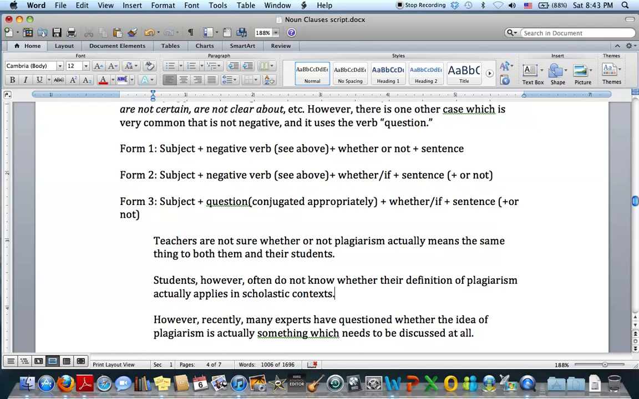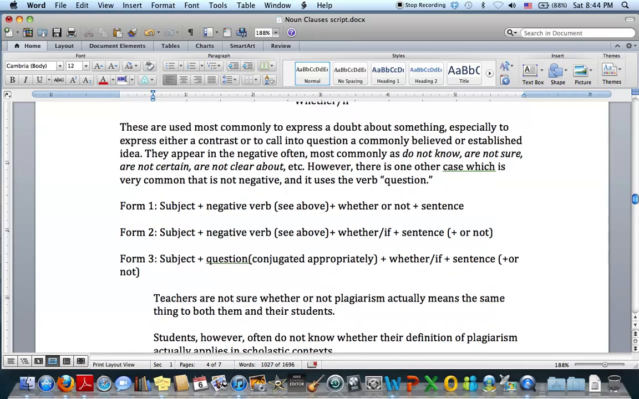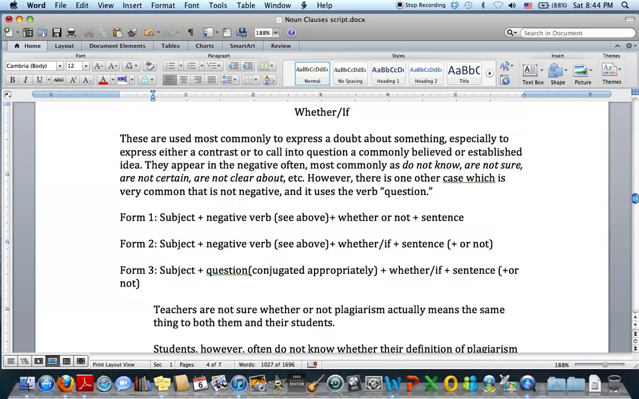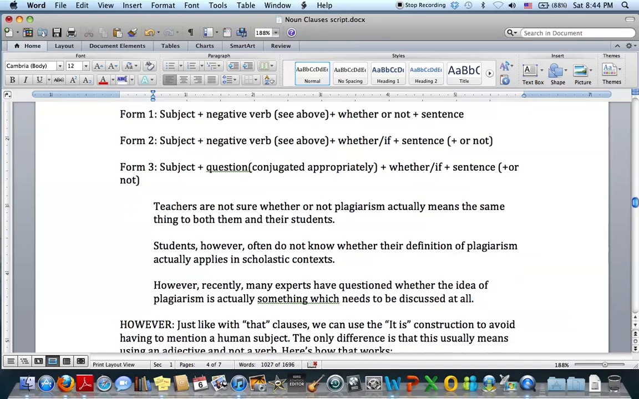Now, last one. Here we've got question, just like we looked at up here. However, recently, many experts have questioned. So here's our subject. Many experts have questioned. So again, we've conjugated it appropriately. Many experts have questioned, and now we've got our whether. Whether the idea of plagiarism is actually something which needs to be discussed at all. And if I wanted to, you notice we have this or not, I could put or not at the end of this. Since it's a really long sentence, it sounds kind of weird to put it at the end, so I'm just going to get rid of it. And that is basically how we use whether or if, except we can do something else with it.